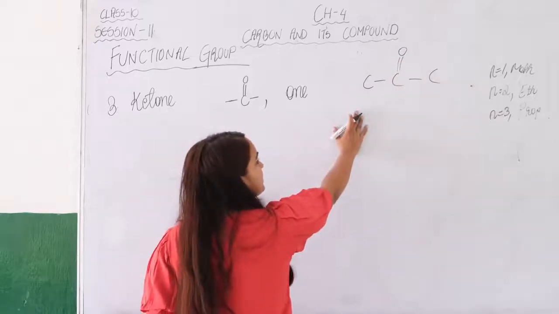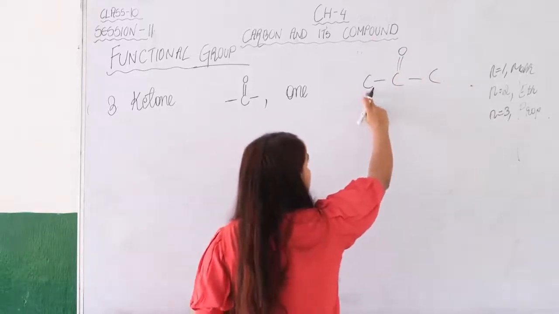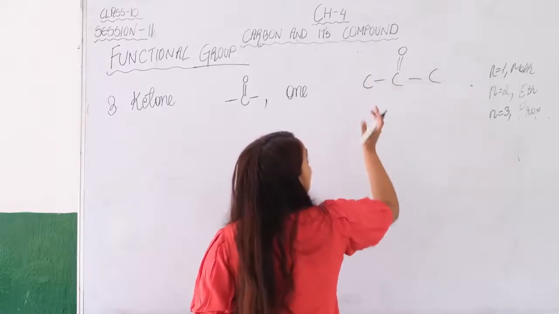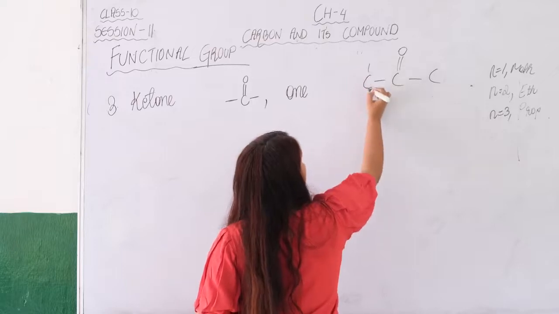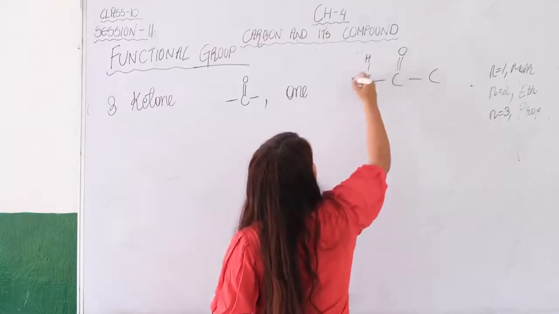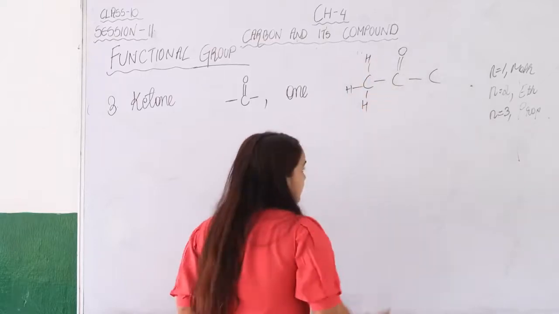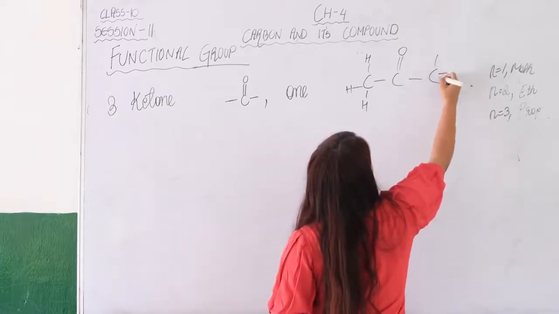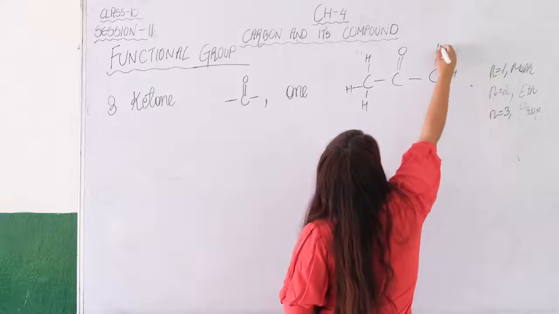Now you see you have to maintain the tetravalency for these 2 carbons. This carbon already has 1 bond. So how many bonds does it need to become 4? It needs 3 more bonds. And this carbon also has 1 bond. So how many bonds does it need? It needs 3 more bonds to maintain tetravalency.